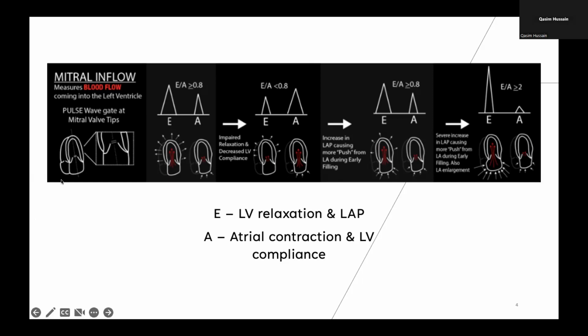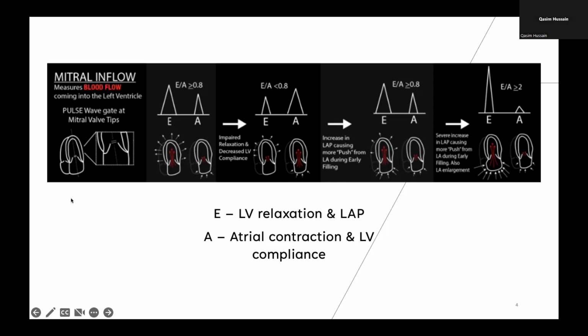Typically this is larger than the A wave, which you then get in the later part of diastole, after a transient period called diastasis, where there's no blood movement at all. The A wave is a product of the sinus node going off, shooting electricity through the atrium, which then contracts and gives you that little atrial kick that shoots the rest of the blood into the left ventricle. That's also dependent on your left ventricle's ability to comply, or its ability to accept that blood.